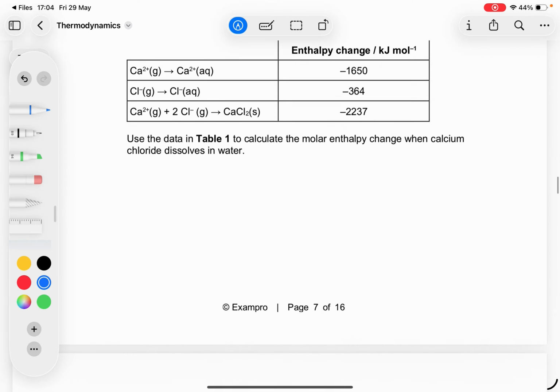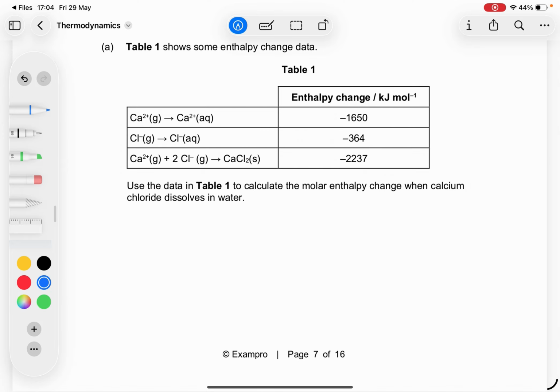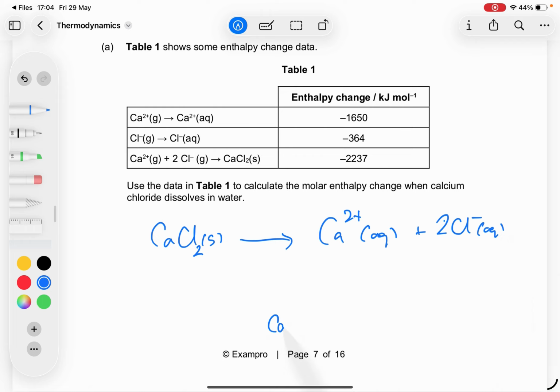So just one more. Let's look at this one, because that's the one I was talking about in terms of where you have a group 2 compound. So here, calcium chloride and 2Cl minus aqueous, and right at the bottom you've got 2Cl minus gaseous, and use that to calculate the molecular enthalpy change when calcium chloride dissolves in water. Let's put X there, arrow up there.